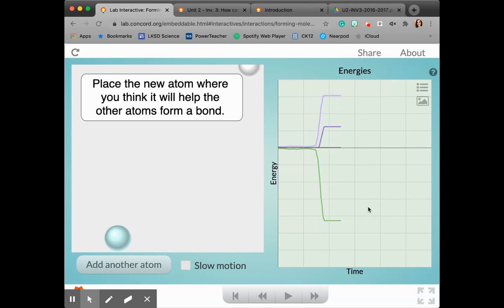Perfect. Okay. Now, let's talk about behavior of the atoms first. We saw that the gray atoms were able to officially form a bond. We also noticed that there was a collision between one of those gray atoms and this third atom that was entered into the system, right?